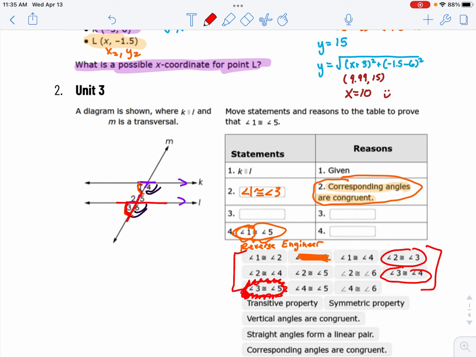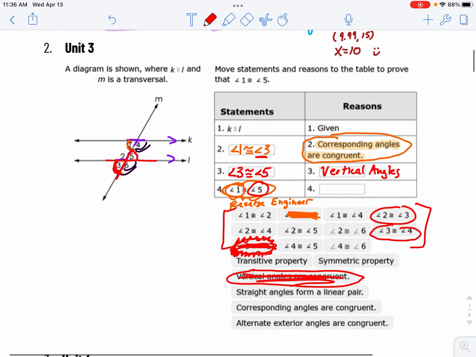We're going to pick 3 is congruent to 5. Why are we going to pick that? Well, if you look at it, they're vertical angles, and it's reverse engineering. I can talk about angle 3. I've talked about it in step 2, and in my next step I need to talk about angle 5, so I might as well talk about it now. And we really just have to know that this is true because they're vertical angles. So cross that out, cross that out.